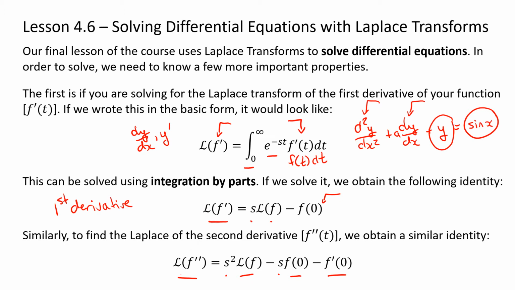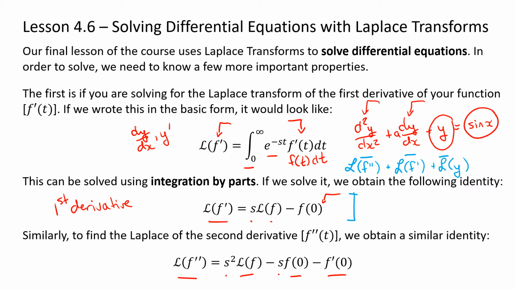Okay? The reason it is so important to know these identities is if you just look at this initial equation, and it has a second derivative, a first derivative, the normal function. If you try and take the Laplace transform, you're going to have three different ones. You're going to have the Laplace transform of the second derivative, plus the Laplace transform of the first derivative, plus the Laplace transform of the original function, right? Because you can take the Laplace transform of each one of these individually. Remember when we talked about what was called the linearity property.